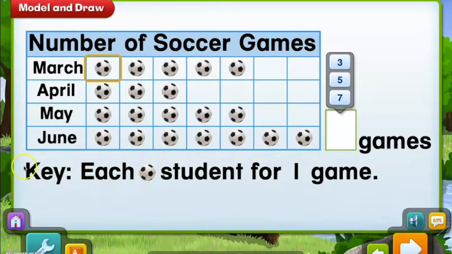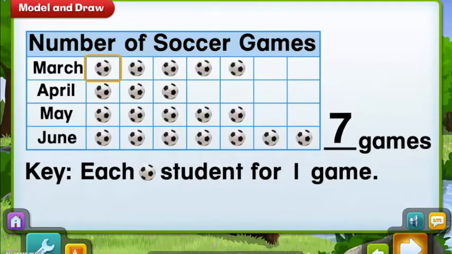So making sure that we always look at the key first before we count anything on our picture graph, because sometimes the key might tell you that one soccer ball is worth 2 games or 5 games. And if it was worth 5 games, we would have to count by fives. So this one is saying that each soccer ball stands for 1 game. Okay, so we're just going to count by ones and see how many games were played in June. 1, 2, 3, 4, 5, 6, 7. That's right. There are 7 soccer balls in the row for June, so there were 7 soccer games in June.